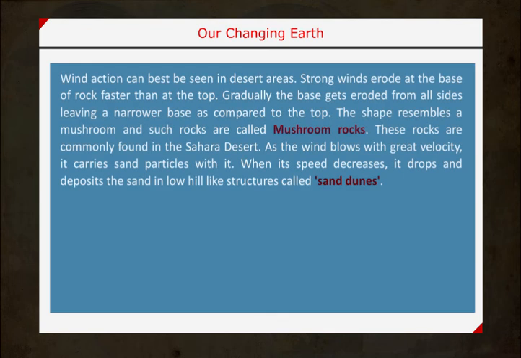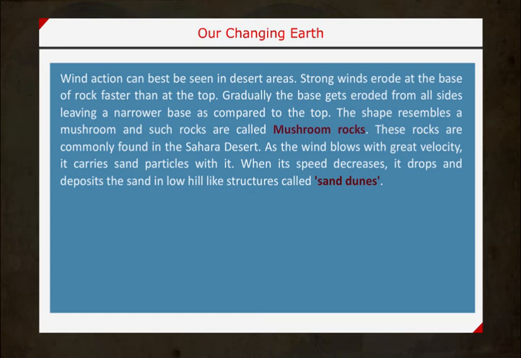Wind action can best be seen in desert areas. Strong winds erode at the base of rock faster than at the top. Gradually, the base gets eroded from all sides, leaving a narrower base as compared to the top. The shape resembles a mushroom, and such rocks are called mushroom rocks. These rocks are commonly found in the Sahara Desert.